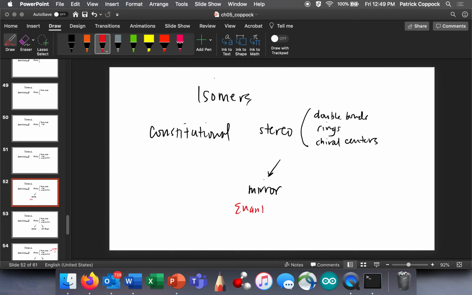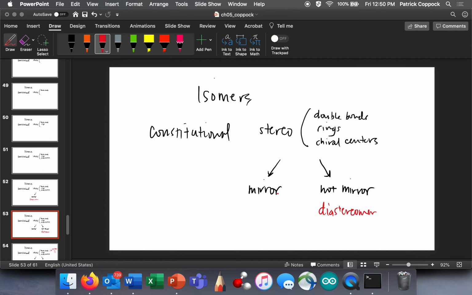An enantiomer, right? And if it wasn't a mirror image, then it was called what? Diastereomer, right? If you had a stereoisomer that was a mirror image, enantiomer; not a mirror image, diastereomer.